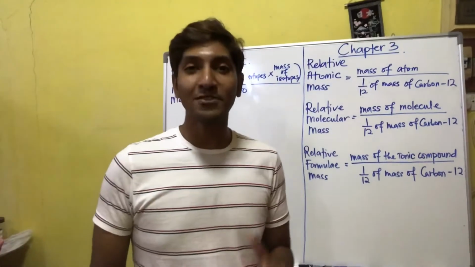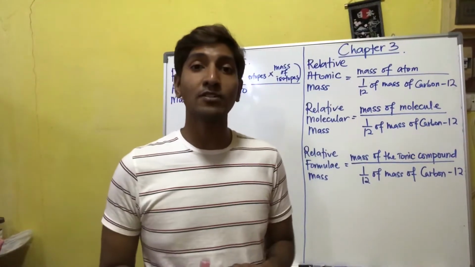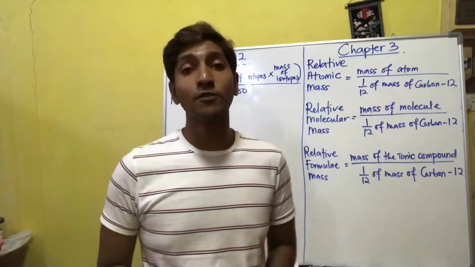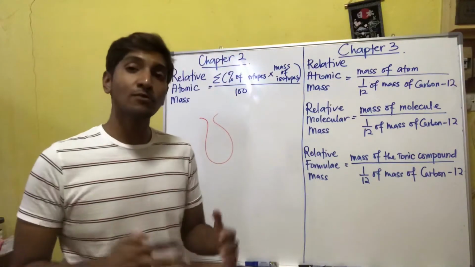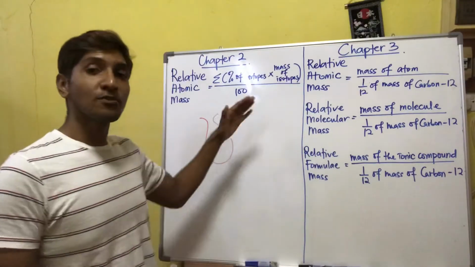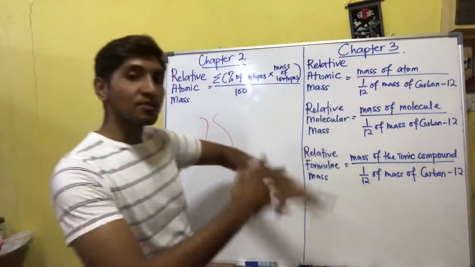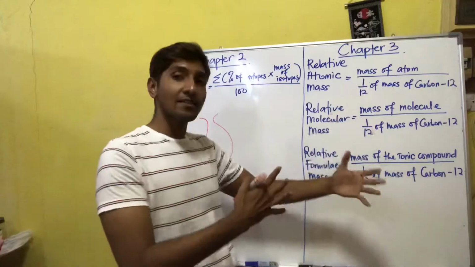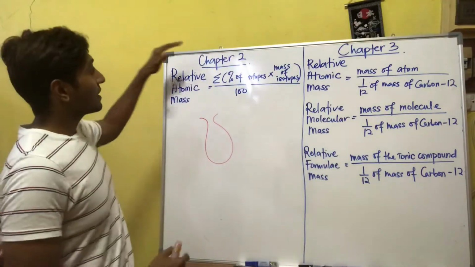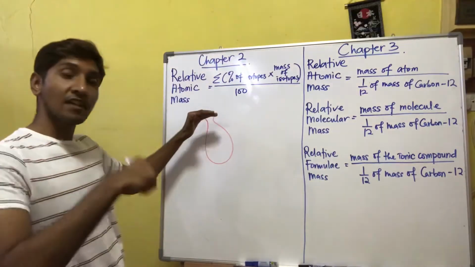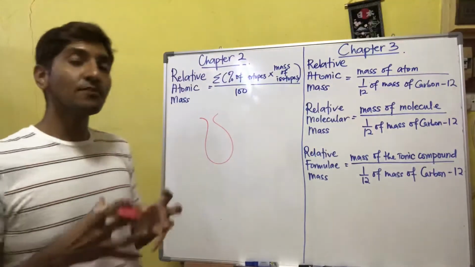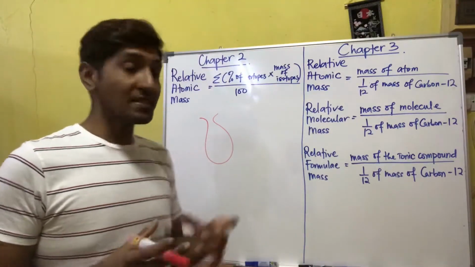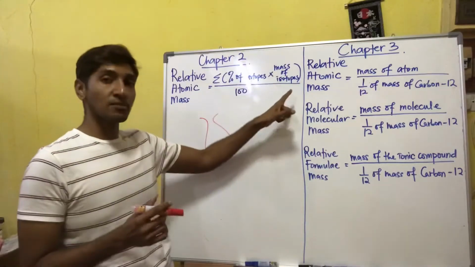Hello guys, welcome back to another video, and this time around we're going to talk about chapter 3 Form 4 KSSM. So before we delve into more about the chapter, I would like to relate this chapter 3 that we're about to enter with chapter 2. The last part in chapter 2, in the last video, we talked about the relative atomic mass, where we try to find relative atomic mass from the percentage of isotope and the mass of isotope itself.